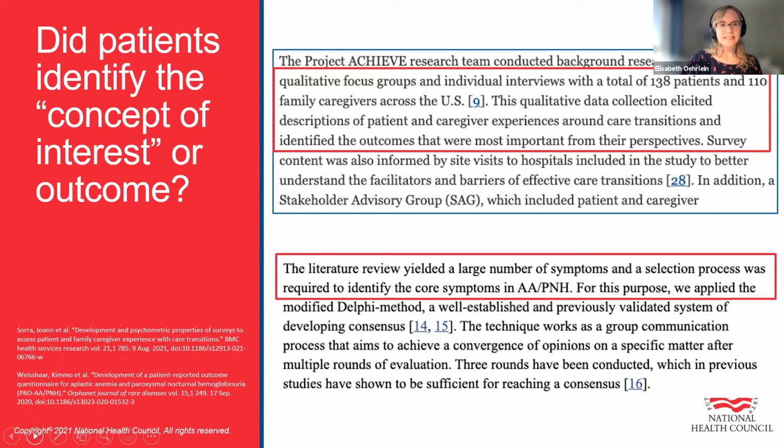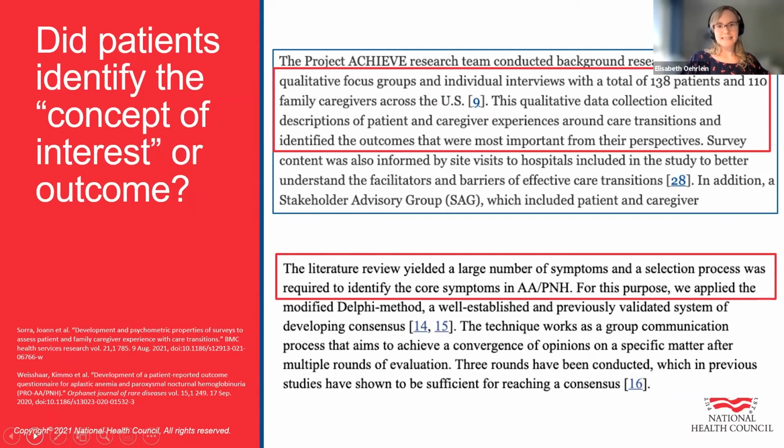Here you can see that it says on the top example, qualitative focus groups and individual interviews were used, they identified the outcomes that were most important from their perspectives. And so what that means is that patients were involved quite early on in development in order to identify what are those concepts of interest or what are the outcomes that are important to them. And then that was taken forward, and the measure was developed based on that information.